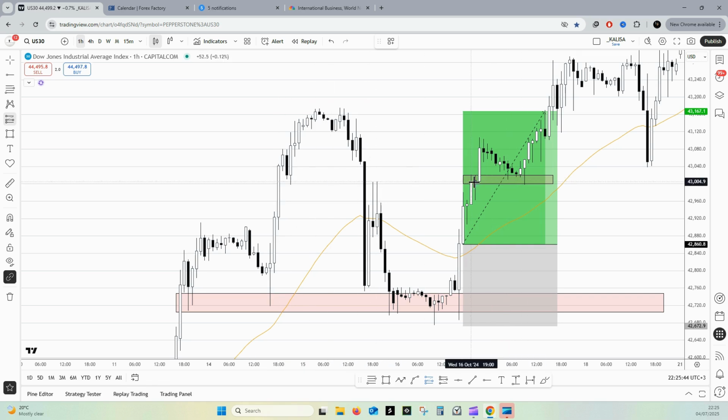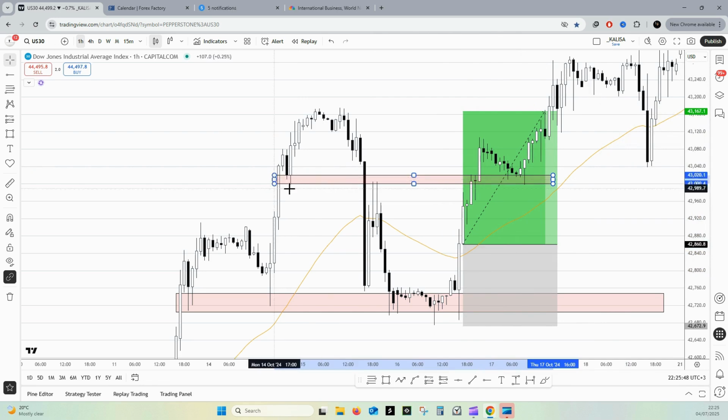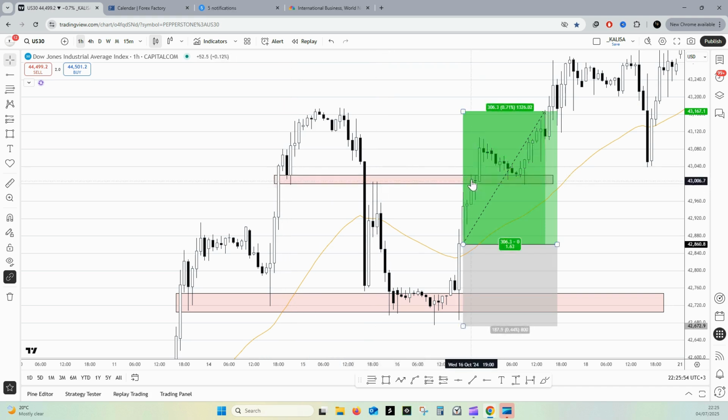If we spread it all the way across, let me just quickly get rid of this. If we spread this across, you can see that it would have been this little high as well, and this. So there would have been a support level, turned resistance, resistance level again, turned support again. So this would have been another good area.